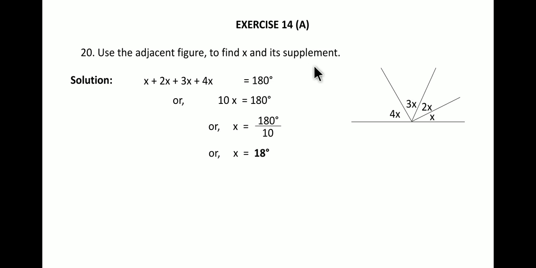And we have to find its supplement. So the supplement of x, or the supplement of 18 degrees, will be equal to 180 degrees minus 18 degrees. When you subtract, you will get 162 degrees, which is the supplement of 18 degrees. So the first answer is 18 degrees and the second answer is 162 degrees.